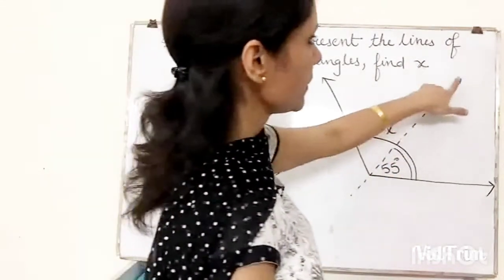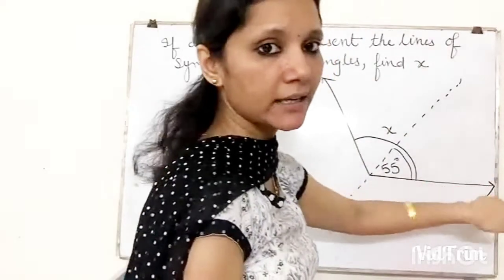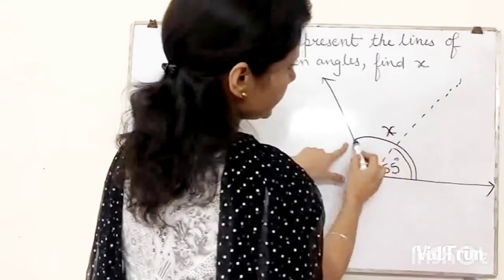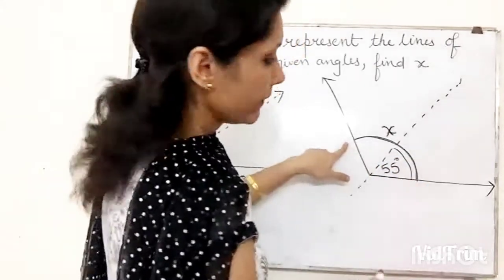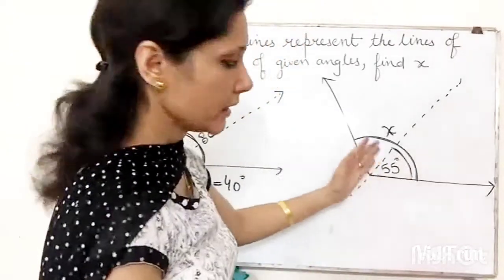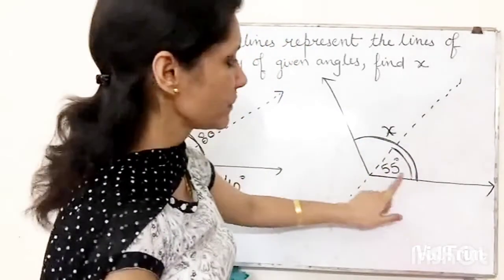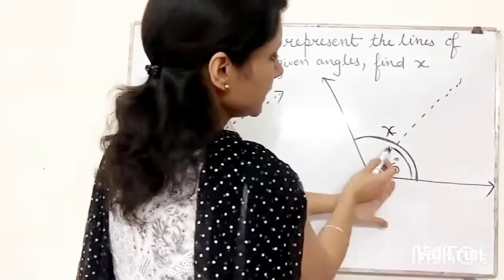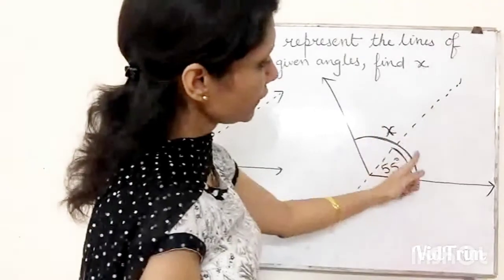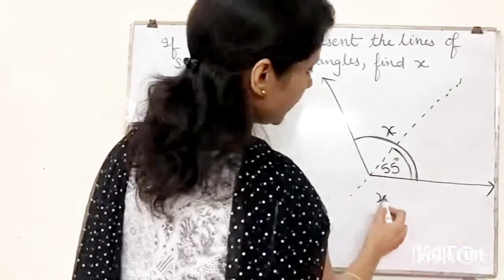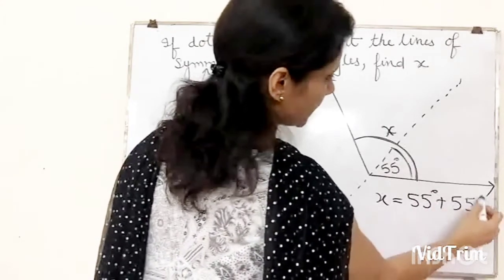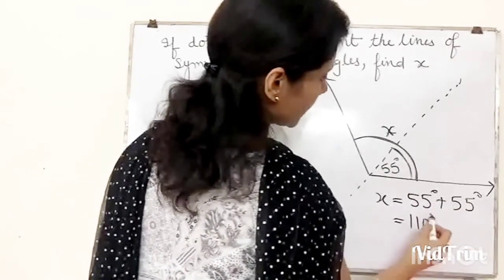Again, this line of symmetry would divide this complete angle into 2 equal halves. And here x is this complete angle. And we are given the measure of this half angle. The angle on one side of the line of symmetry is 55. That means the angle on the other side would also be 55. So what would be the value of this complete angle? It would be 55 degree plus 55 degree, that is 110 degrees.